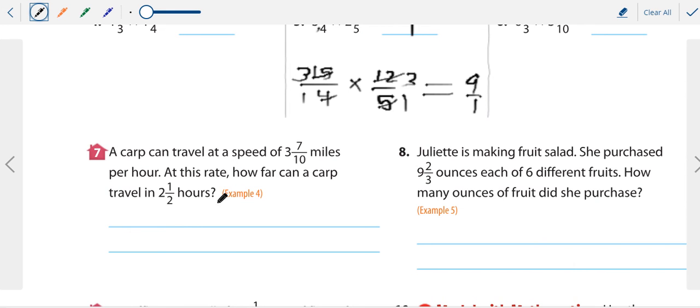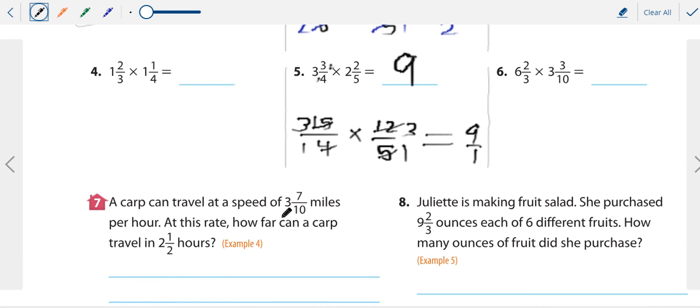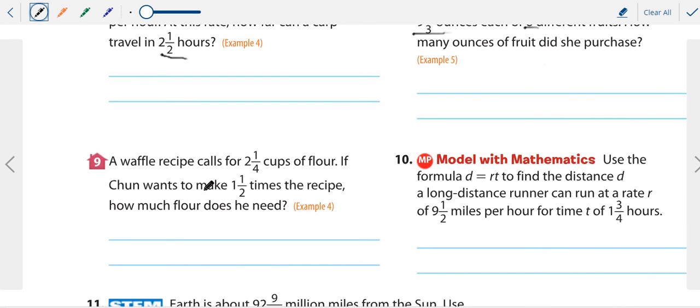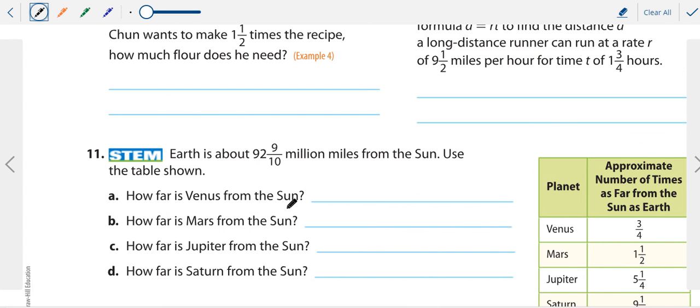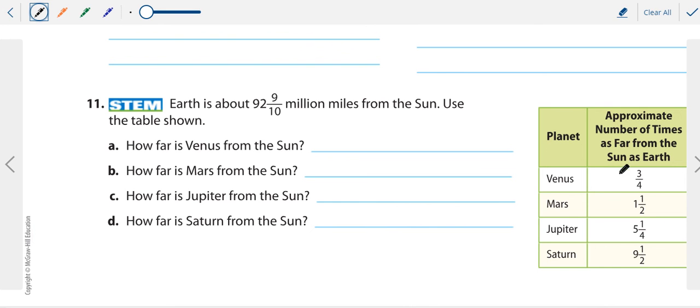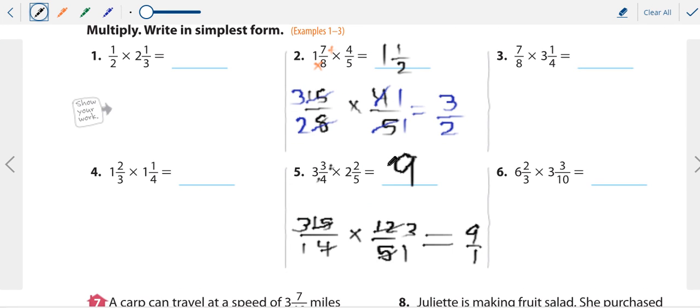Most of these word problems are pretty simple, guys. We're multiplying mixed numbers, so you can kind of figure out what you're going to be doing on these. If you have questions on them, let me know. Remember how we did the charts today? Venus from the sun, so 3/4 of this. So we're going to have to do some work. Just remember, we have to take our mixed numbers and turn them into improper fractions to do the math.